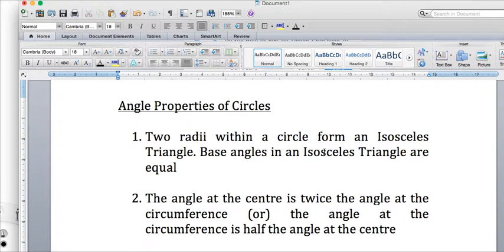I'll be covering a couple of rules from angle properties of circles. So I'll be switching back between a sketchbook and this Word document here, so bear with me.